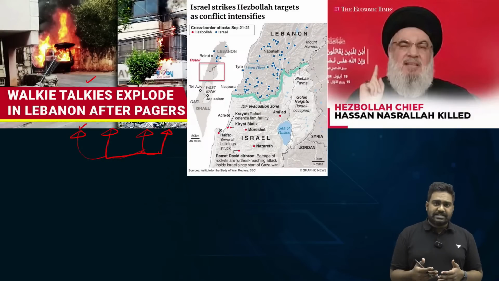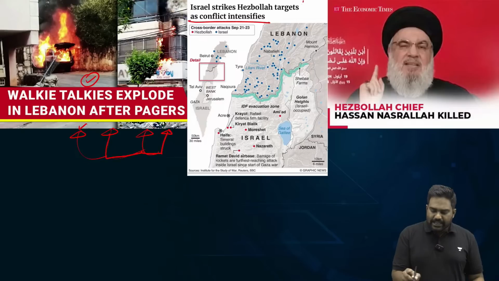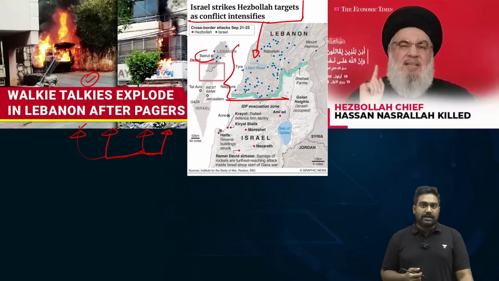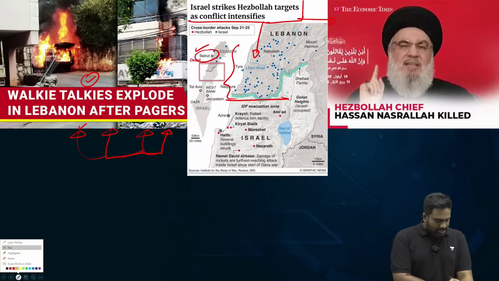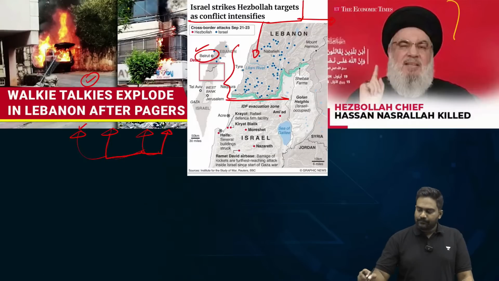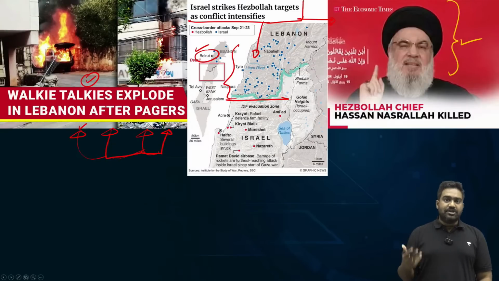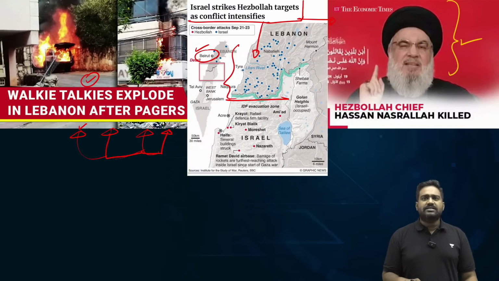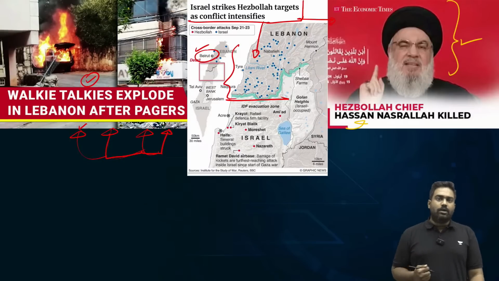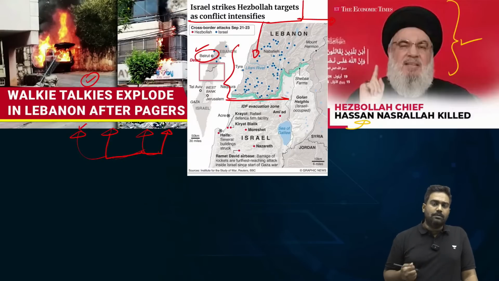Then within few days came the biggest blow. Israel started carrying out targeted airstrikes in southern Lebanon and even in Beirut, targeting senior Hezbollah commanders. And eventually it managed to eliminate the chief of Hezbollah, Hassan Nasrallah, a very revered, legendary figure as far as the Palestinian movement is concerned. Right? So Hassan Nasrallah is credited with building the organization and making Hezbollah a formidable force of resistance against Israel.